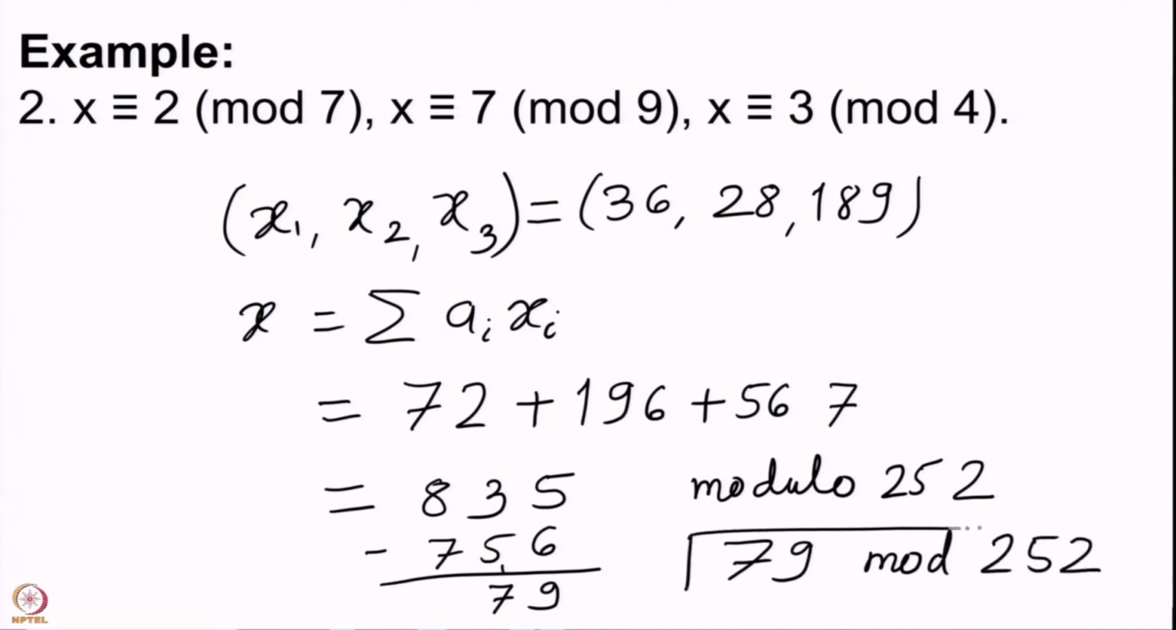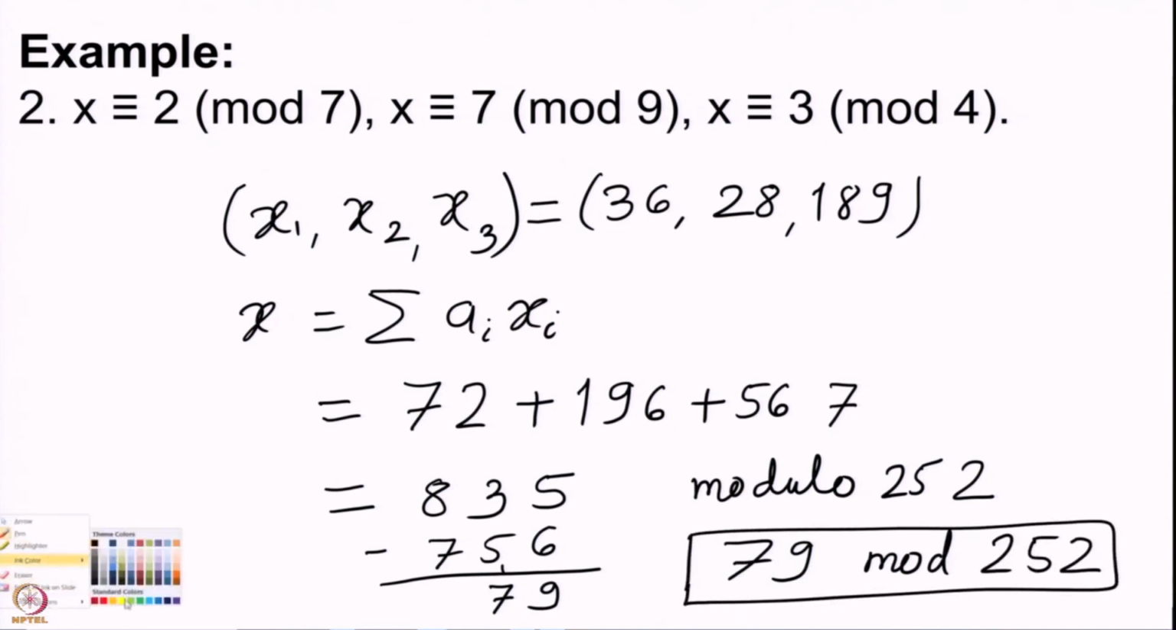252. Let us just verify quickly that 79 is indeed the answer. When you go modulo 7 to 79, 11 into 7 are 77 and what we are left with is 2. When you go modulo 9, you will remove 72, what is left is 7, and when you go modulo 4, of course 76 are removed and what is left is 3. So, we have successfully applied the Chinese remainder theorem to solve this system of linear congruences.